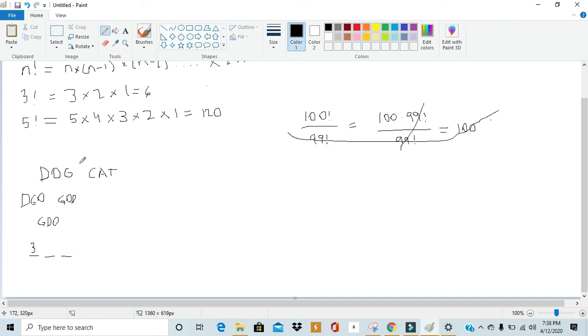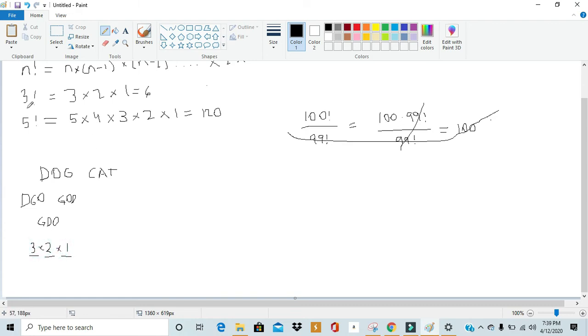In the second place, well, we already used one of the letters, whether it be D, O, or G. So in the second place, there can only be two letters. In the final place, we already used two letters. So no matter what two letters we've already used, there's only one letter left. So it comes down to 3 times 2 times 1.